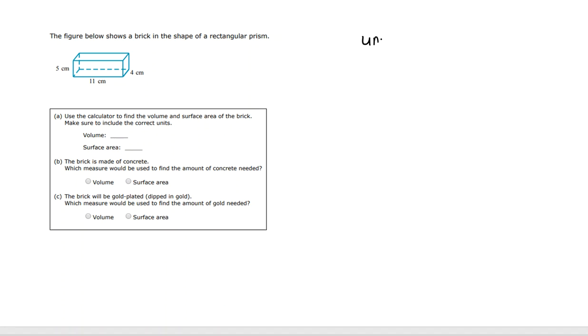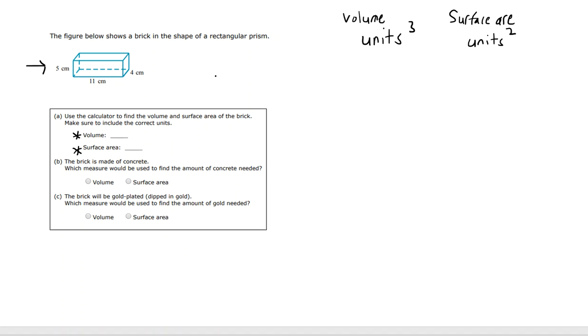Okay, so when we are doing volume, remember your units are going to be cubed. When you are doing surface area, whatever your units are, they are going to be squared. Okay, and if you don't put these in correctly in ALEKS, it will actually make you miss the problem. Okay, so use a calculator. We're going to find volume and we're going to find surface area of this rectangular prism right here.